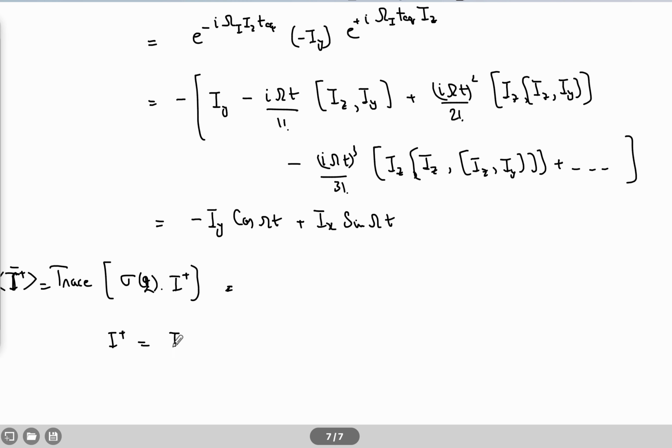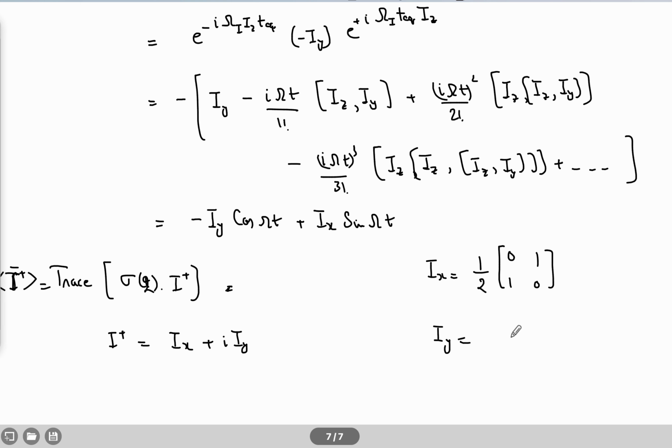I plus is nothing but Ix plus Iy, right? So I know the matrix for Ix. What will be the matrix for Ix? Ix, in natural units, I am assuming h cross is equal to 1. So Ix is 0, 1, 1, 0.